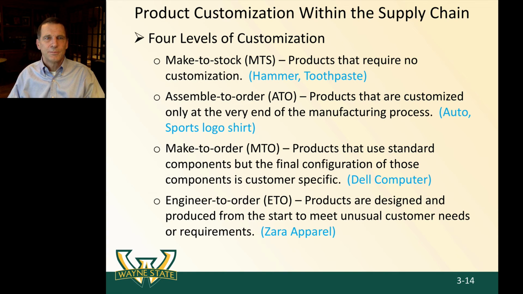A couple of examples could be a hammer or toothpaste. That doesn't mean we can't find different kinds of toothpaste or hammers. It means they're not coming off the same assembly line generally. They're coming off different assembly lines.